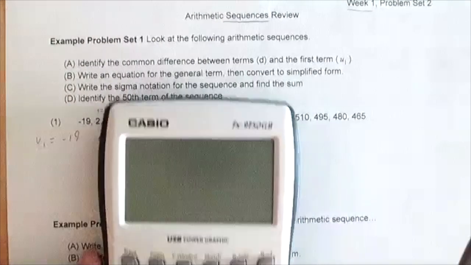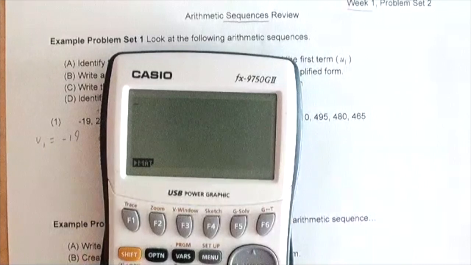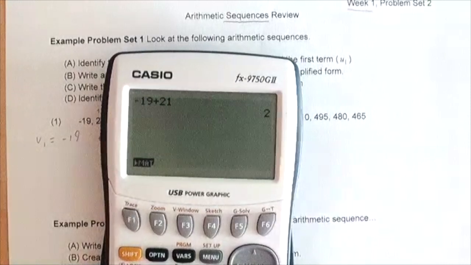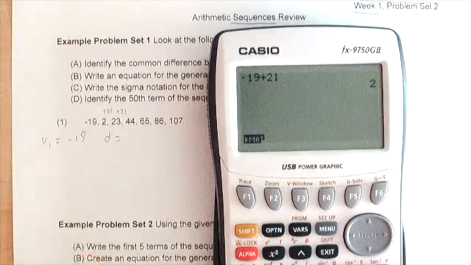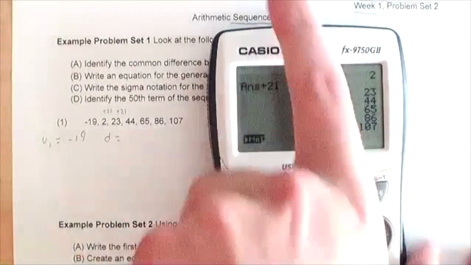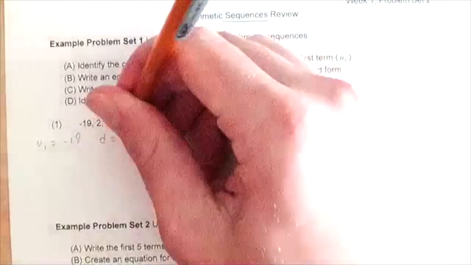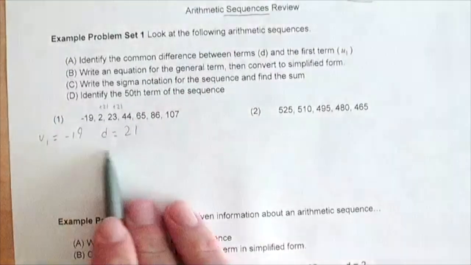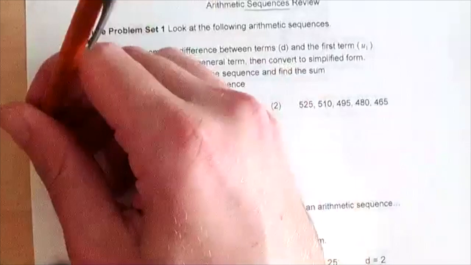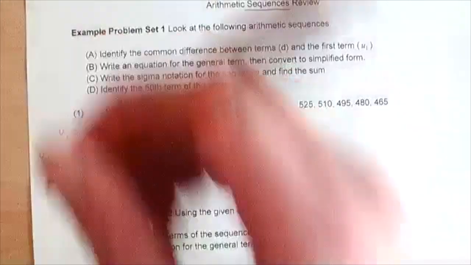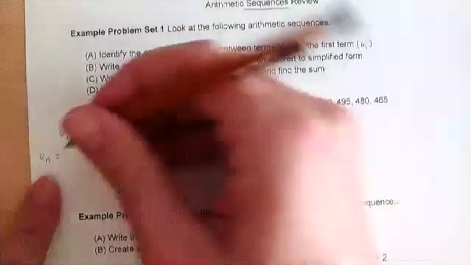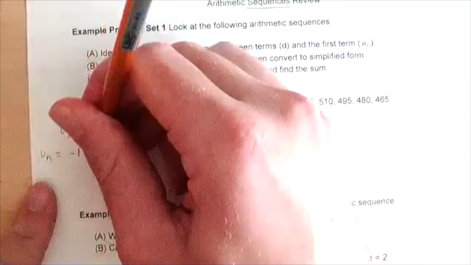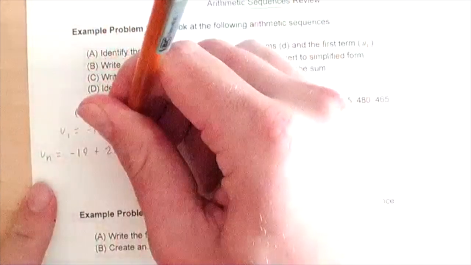So if you're like, I think the common difference is 21, all you'd have to do is start with your first number, negative 19, and add 21. It's 2, so that's correct. And you could just keep going to confirm that that's what the difference is. So the difference is 21, and we're going to use those 2 numbers in my equation, which I'll always give you, which is that the general term, any term in my sequence, can be found by taking the first term and then adding.